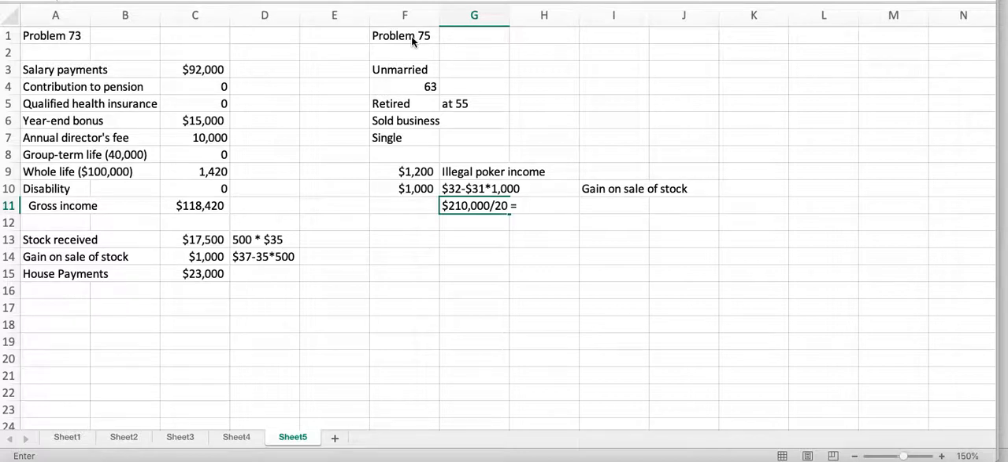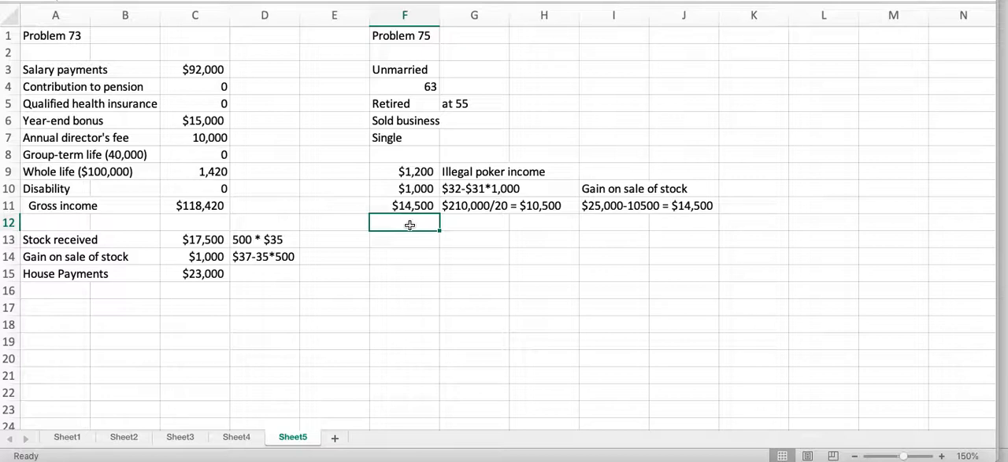Let me calculate that real quick. 210,000 divided by 20 is 10,500. That's his basis per year. And so he's getting 25,000. So 25,000 minus the basis gives us 14,500. And that is what he's going to include in his gross income as an annuity. Okay, so we figure out what the basis is per year, and then we subtract what he received from that. And the difference is his investment, the interest that he's earned.